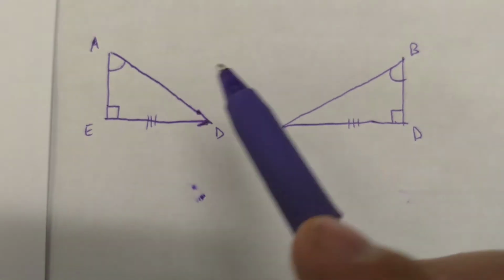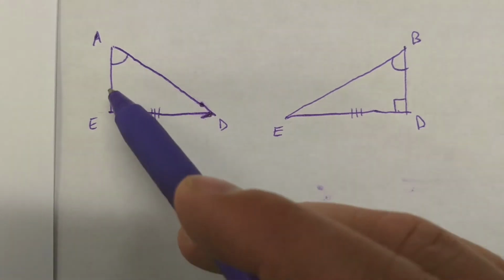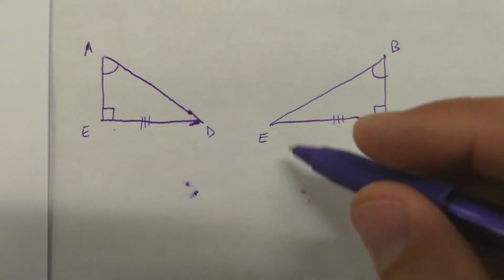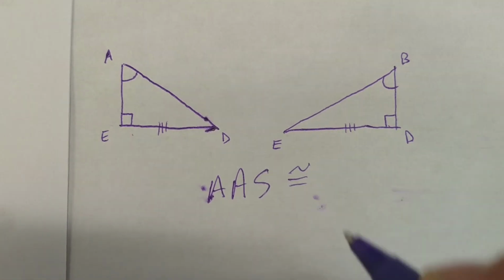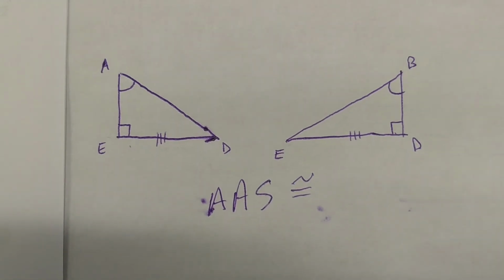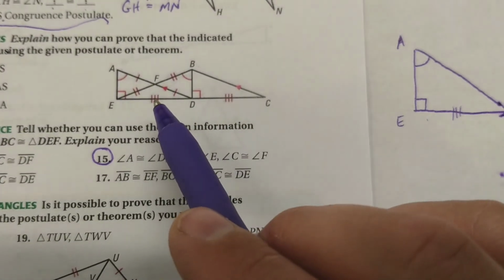And so I've got two pairs of angles, and I've got one side, and they go in this order: angle, angle, then side. So it's okay for me to say that by the angle side congruence postulate that these two triangles are congruent. Easier to see this way than when they're overlapping here on the diagram.